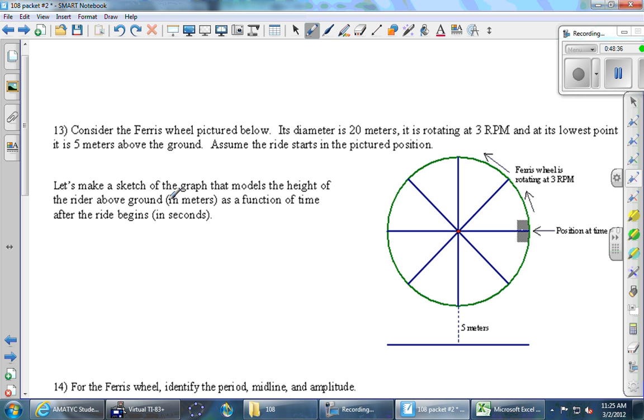Okay, so there's a lot of details, but everybody okay with this idea? Ferris wheel is rotating around in that direction 3 times every minute, 3 revolutions every minute. 5 meters off the ground. It's quite a high Ferris wheel. It's difficult to get on, but once you're there, it's a good view. And the diameter was 20.